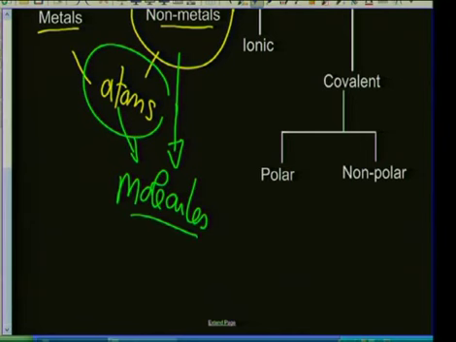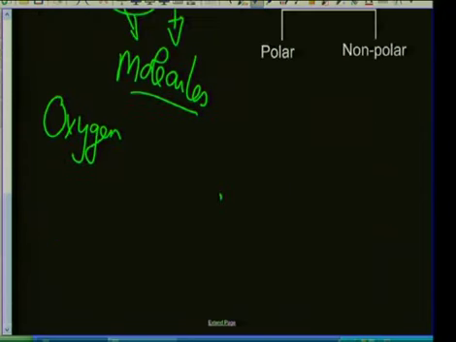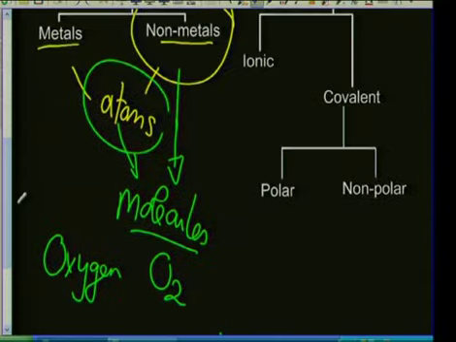Example, we would have something like oxygen. Now, oxygen is a diatomic gas. That means that there are 2 oxygen atoms in every 1 molecule of oxygen. So if you got that picture, non-metals can combine to form molecules.